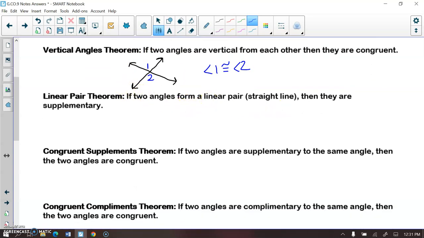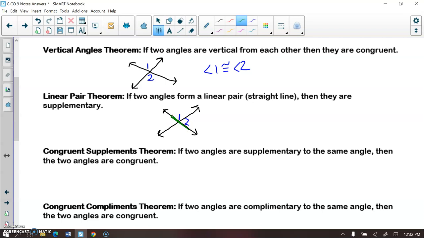Linear pairs. A linear pair is formed by two intersecting lines as well. So maybe we have similar lines to what we drew in the first diagram. But this time, a linear pair is angles that are right next to each other that create a straight line. So angle 1 and angle 2 here would be considered a linear pair, because they are right next to each other, they're connected, and they create this straight line right here that I'm highlighting in green.